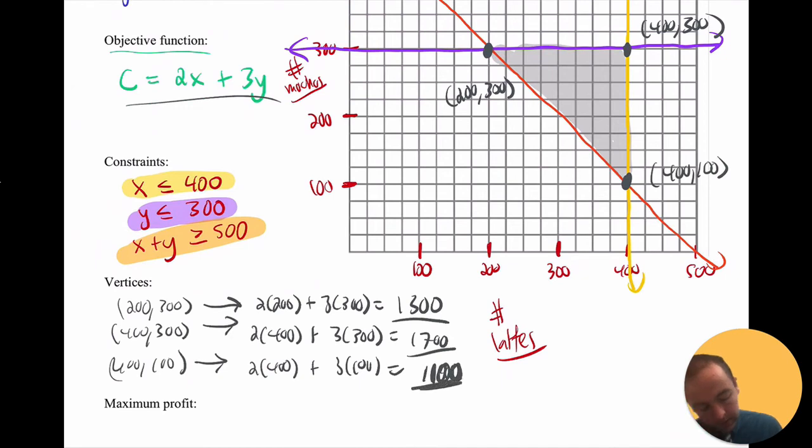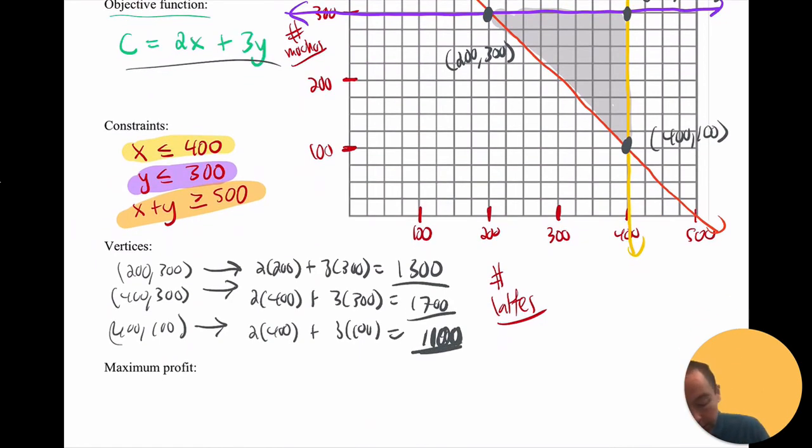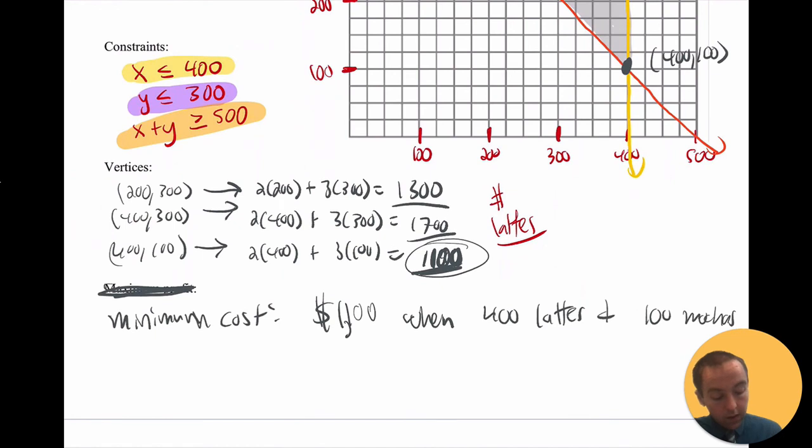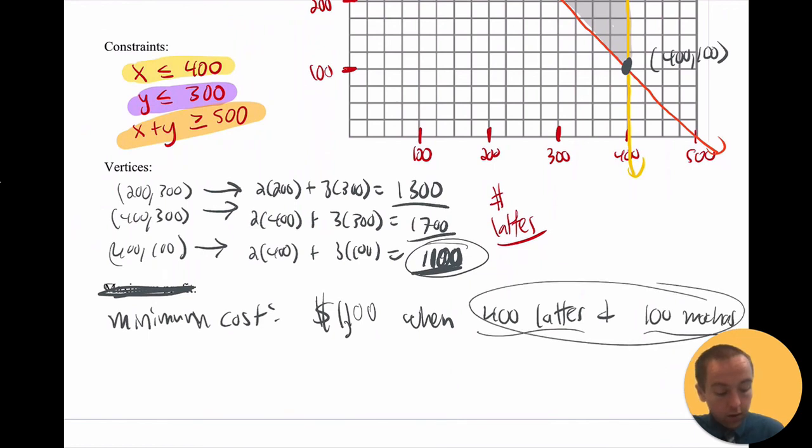There we go. So there's a little bit of a typo right here. It says maximum profit. We're actually trying to figure out what the minimum cost is in this first scenario. And so the minimum cost is going to be $1,100. So they'll be able to minimize their cost within that system of constraints, with a cost to the business of $1,100 when there are 400 lattes and 100 mochas. Under that constraint, they stay underneath the limits of lattes and mochas they can make in a day. But also, collectively, that makes 500 drinks, which they at least wanted to make per day as well.